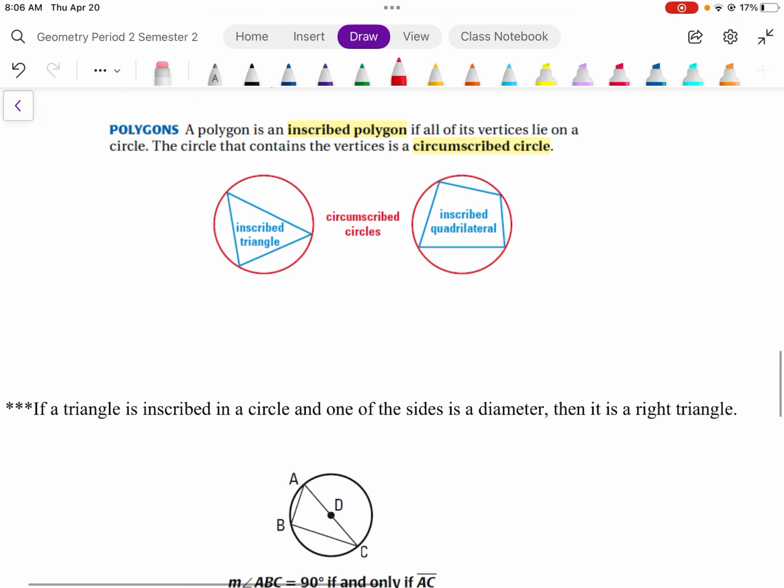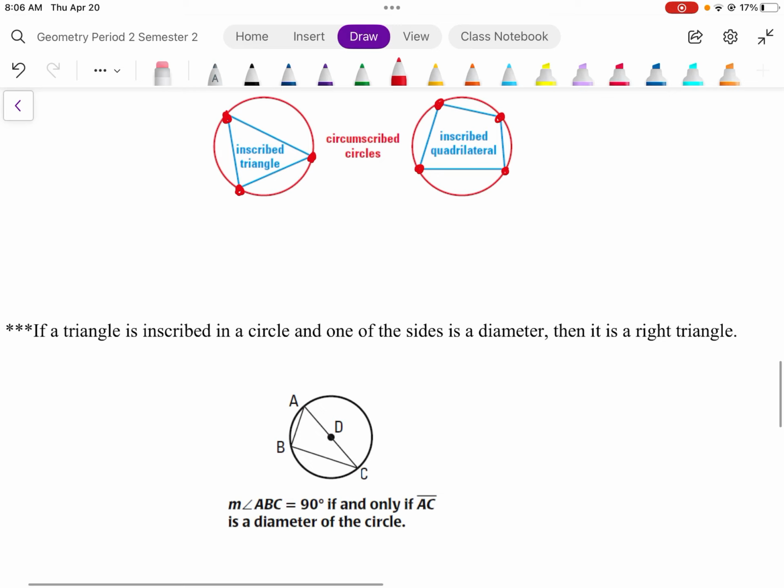The last two things we're going to go over: a polygon is an inscribed polygon if all of its vertices lie on the circle. And that's important, that the vertices are on the circle, because then we're going to be able to use some properties to help us figure out some missing pieces.